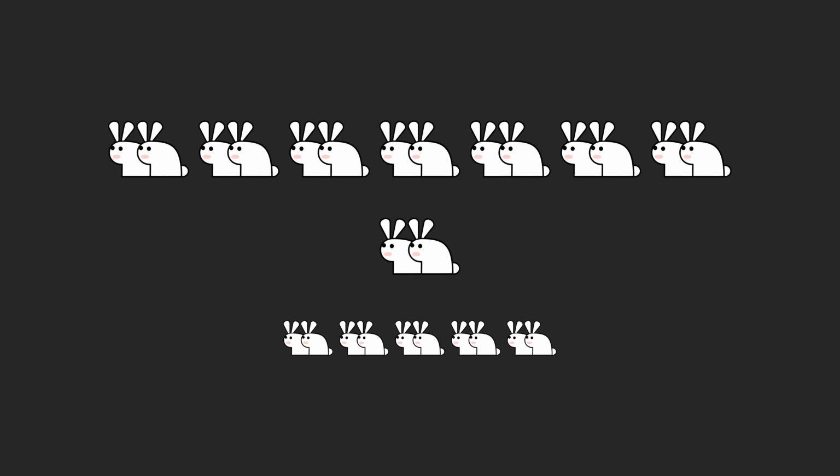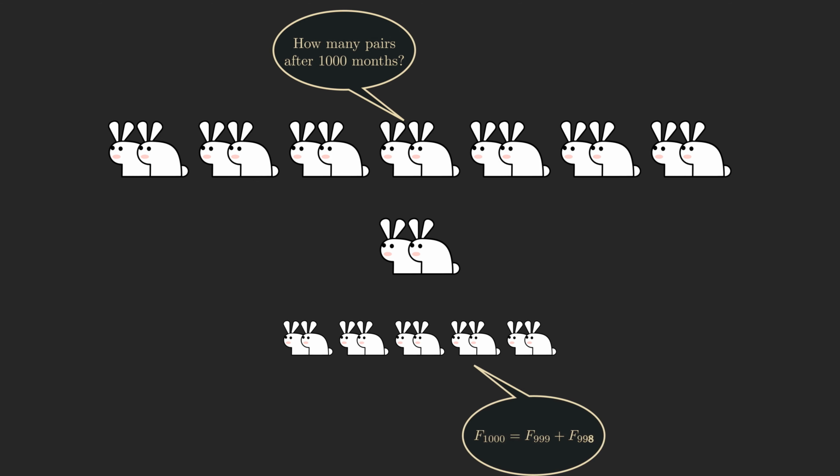But some of you might already see the flaw in this approach. Suppose you want to predict the number of pairs after 1000 months. The 1000th Fibonacci number is the sum of the 999th Fibonacci number and the 998th Fibonacci number, which leaves us stuck with the exact same problem. How do we find those numbers? Ultimately, to calculate the 1000th Fibonacci number, you'd have to calculate the entire sequence leading up to it, which is a pretty daunting and tedious task.